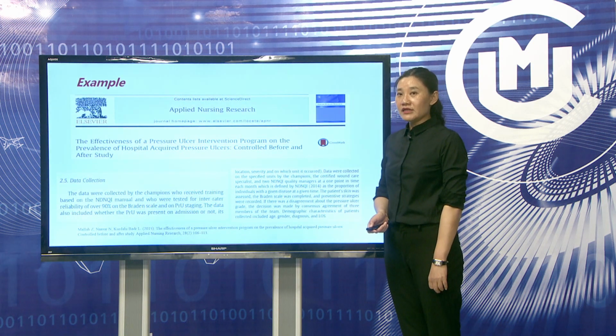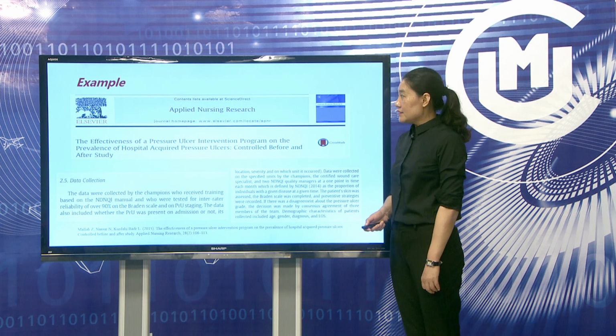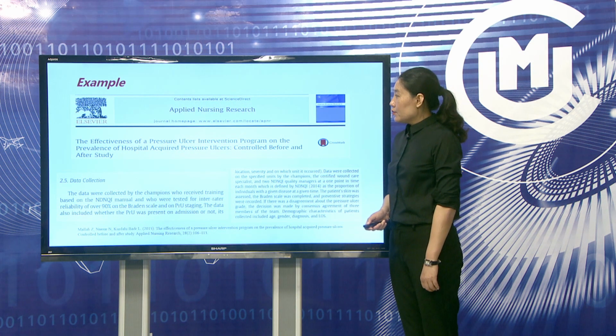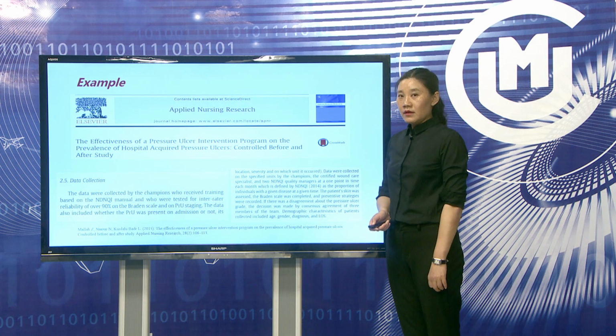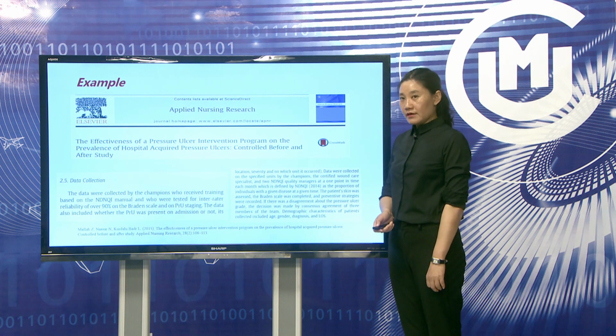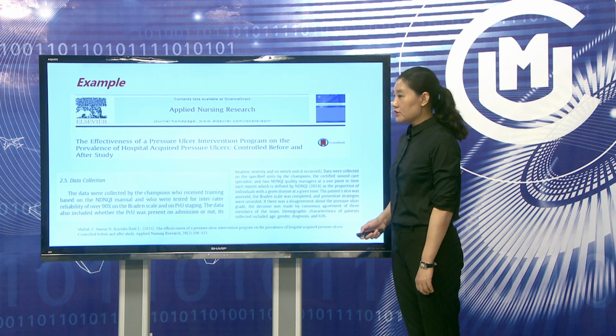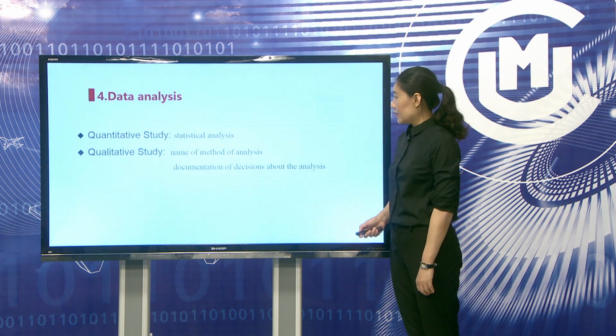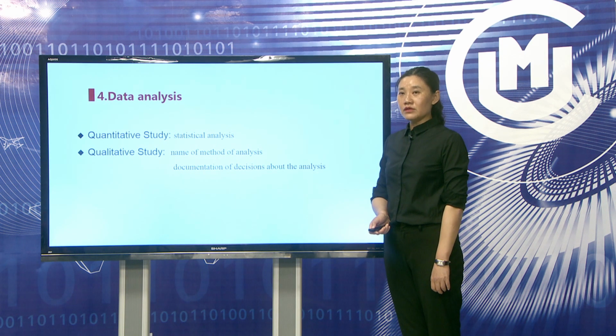Now, we illustrate the data collection process and the procedure with the article on hospital-acquired pressure ulcers. This part shows who collected data, where data were collected, and what data were collected. Data must be transformed into results through analysis. Similar to data collection, data analysis varies greatly depending on the type of study.